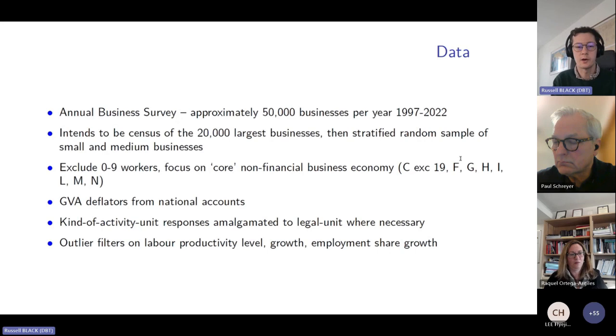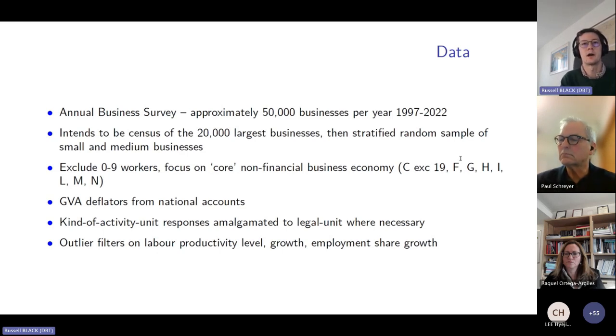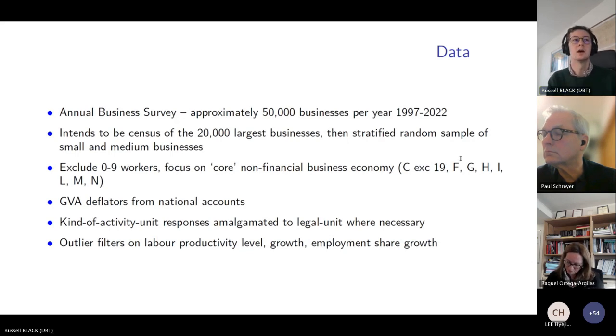For this exercise, we're going to take small-ish businesses. So if you're less than 10 workers, you're excluded. And we're also going to focus on the core non-financial business economy, which is the industry sections listed there, which is manufacturing, construction, and most services, but not services where there's a high public sector presence or a high non-market presence. So no health and education, and no arts and other services.